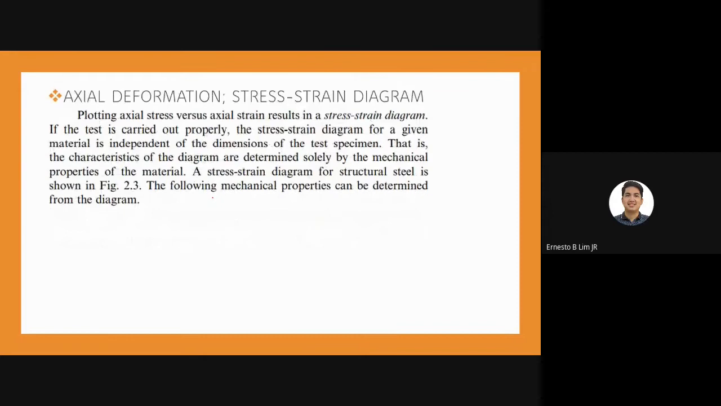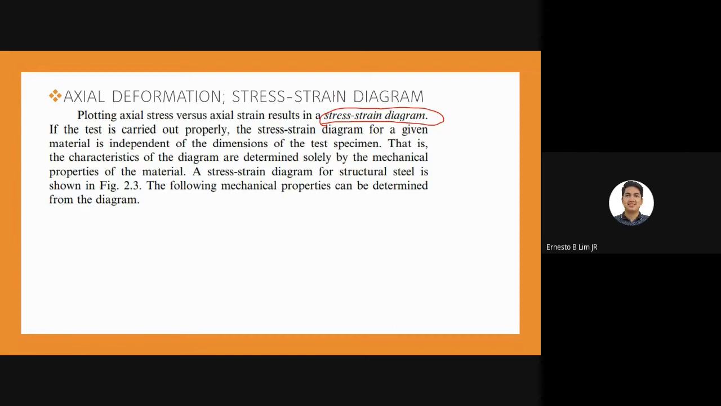Okay, so plotting the actual stress versus the actual strain results in the stress-strain diagram. This is a very important concept for this topic, normal strain. If the test is carried out properly, then the diagram for a given material is independent of the dimensions of the test specimen.